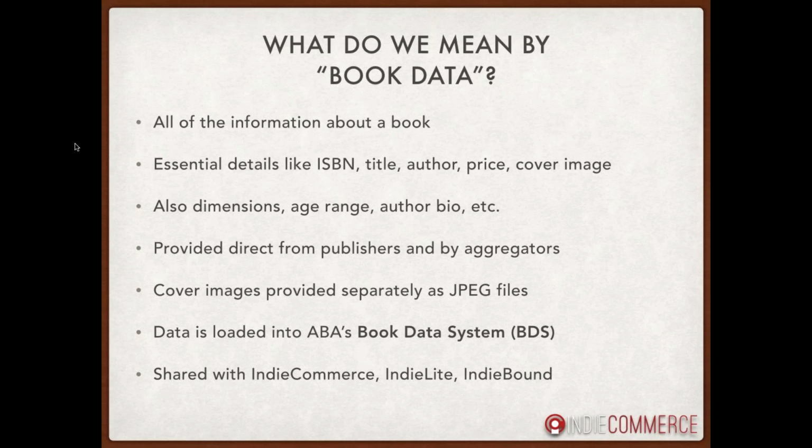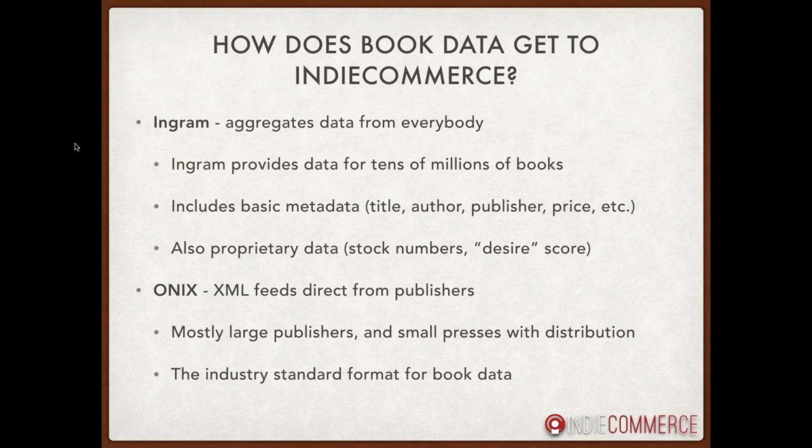We load all of this data directly into a system we call internally at ABA, and it's not a very glamorous name, I'm sorry for that. We call it the book data system. I know, not super exciting, but that system contains about 10 million print records and about 3 to 4 million ebook records. And we use that system as the backbone of IndieCommerce, IndieLite, IndieBound.